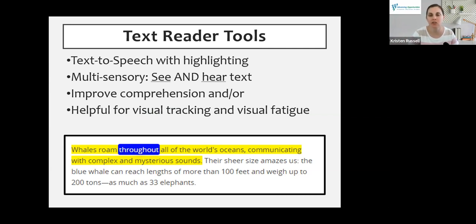Okay, so we don't want students who struggle with writing or reading to get so discouraged because reading is so difficult that they don't want to read and they're feeling very negative about it.